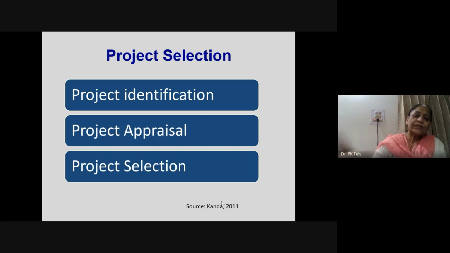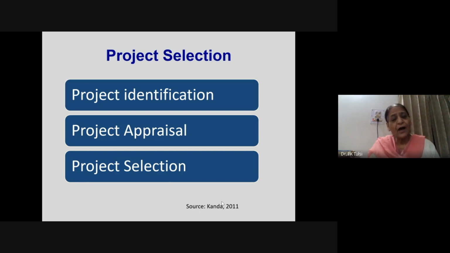And once the project is identified, then comes project appraisal. In case of industry, a very systematic appraisal is taken up, where people go in for market appraisal, technical appraisal, financial appraisal, economic appraisal, ecological appraisal, etc. But when it comes to a project taken up by a student, that appraisal may be restricted to only a few elements that are evaluated.